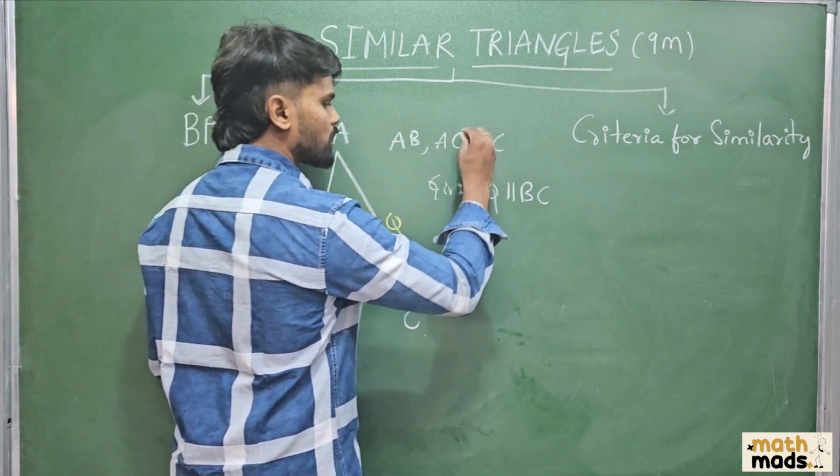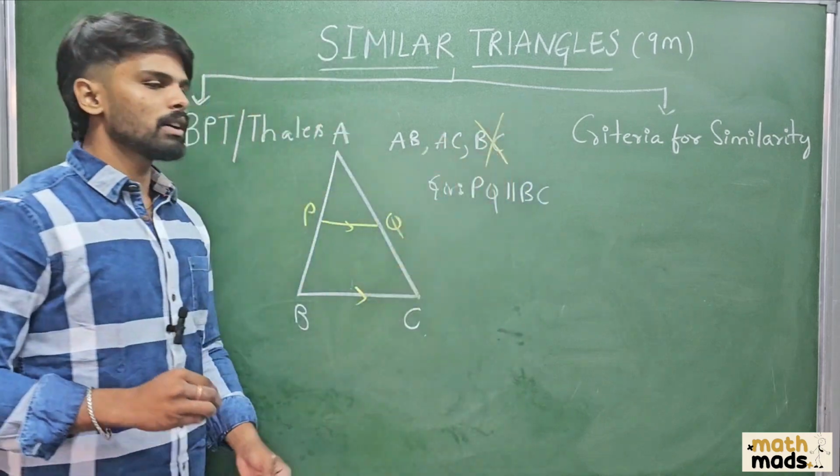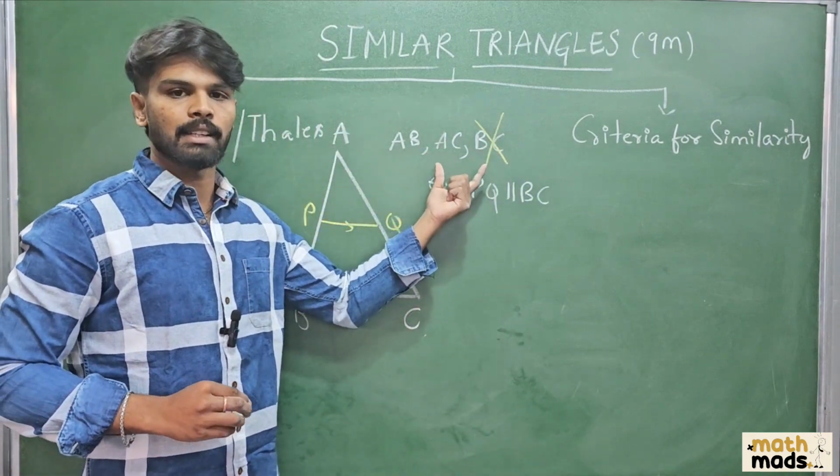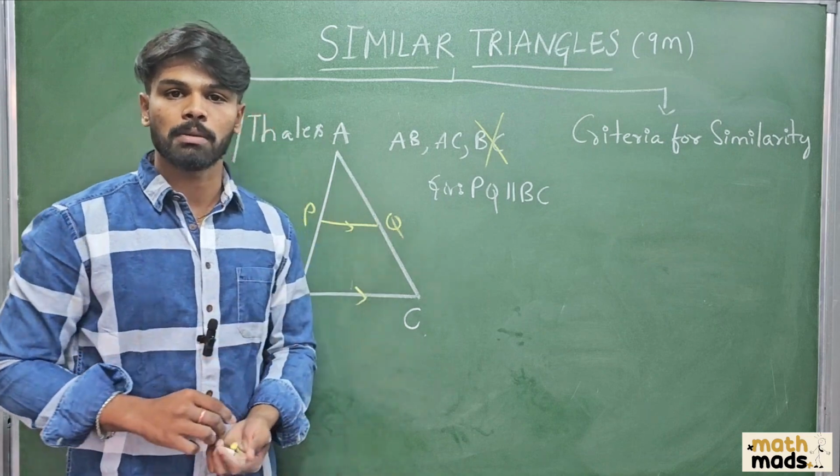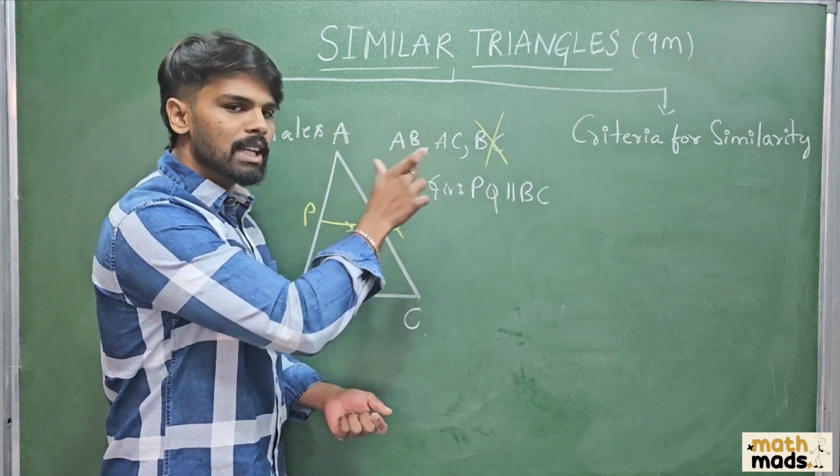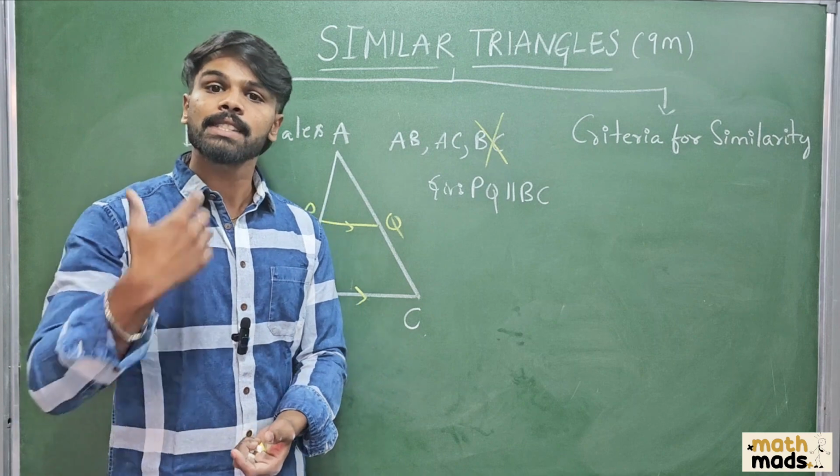Since BC does not want to meet PQ, this is out. Which are the 2 remaining sides? AB and AC. Now AB and AC are going to face the consequence. What is the consequence? AB and AC are going to get divided in the same proportion.